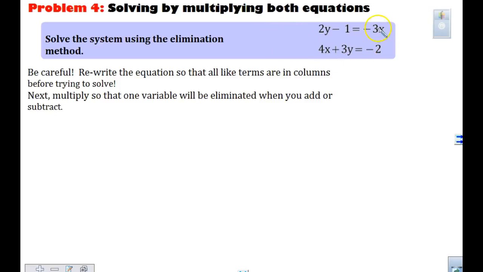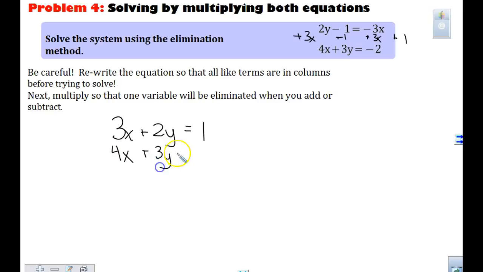So if I'm going to rewrite this in standard form, I'm going to add 3x to both sides, right? So my first new equation is going to be 3x plus 2y equals what? We have to add the 1 to both sides. Does that make sense what I did? I added 3x to both sides so that I got it in standard form, and then I added 1, right? I'm going to rewrite that second equation exactly as it is. 4x plus 3y equals -2.